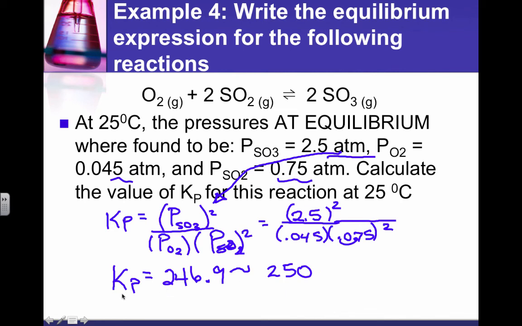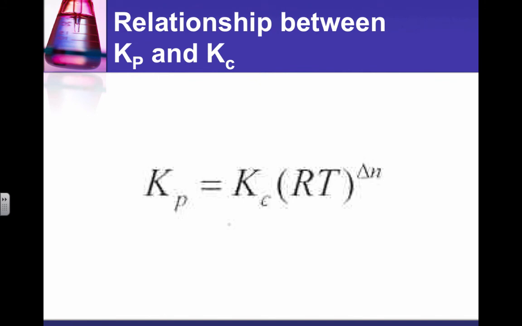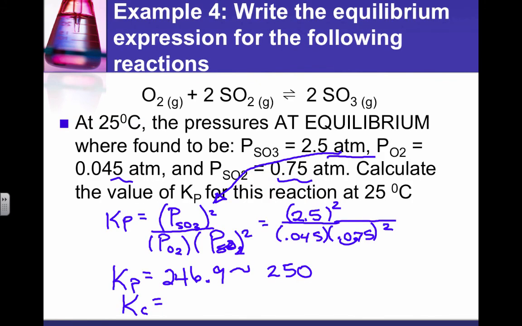And we can convert this into a Kc value by applying the equation we had before. Kp equals Kc times RT to the delta n. So first I want to know, what is delta n? Delta n is going to be the number of moles of gas in the product, which is 2 moles, minus the number of moles of gas that we had in the reactants. And that was 3 moles, 2 from SO2 and 1 from O2. So delta n is -1 in this case.